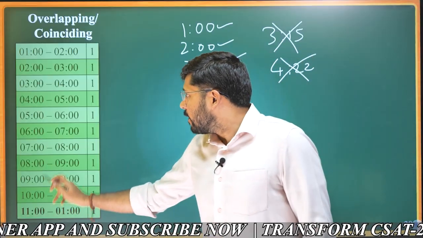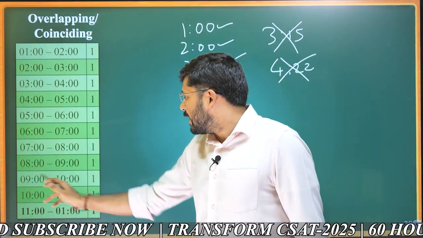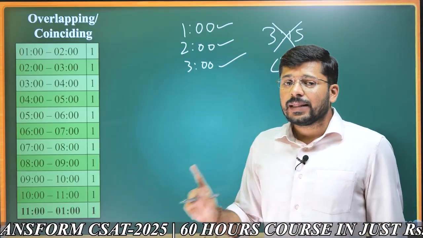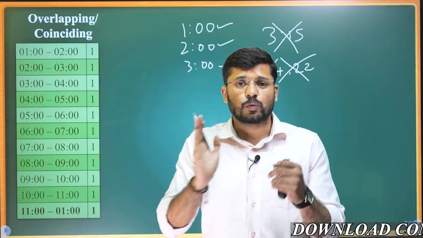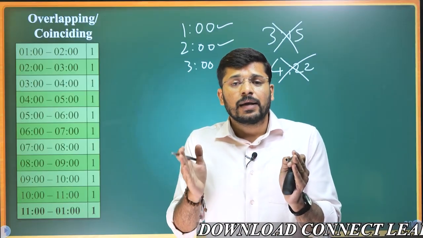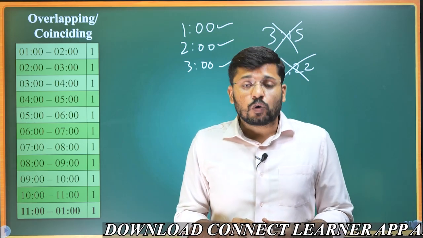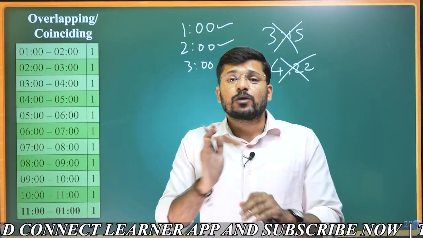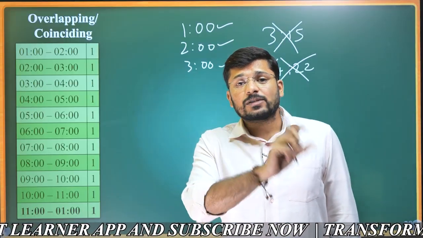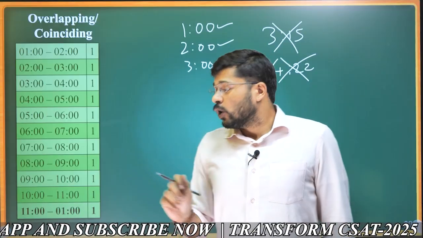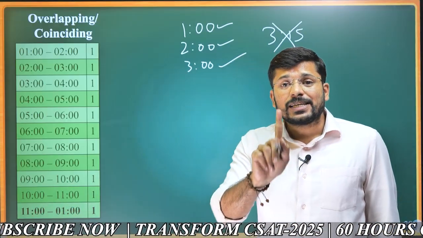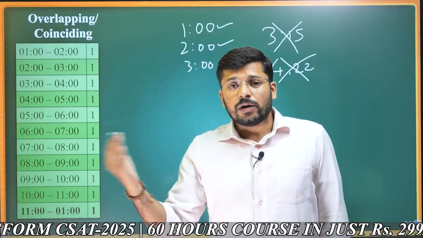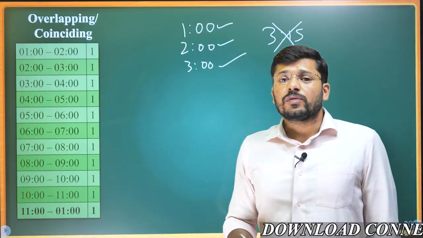From 1 to 2, 2 to 3, that way, from 8 to 9, 9 to 10, 10 to 11, they coincide once, no problem. But from 11 to 12, they will coincide once, and the time it happens is 12 o'clock exactly. And between 12 o'clock and 1 o'clock, there also they coincide once, but the time is again 12 o'clock. So that 12 o'clock is common for both 11 to 12 and 12 to 1. So together from 11 to 1, they coincide only once. It belongs to both of them.